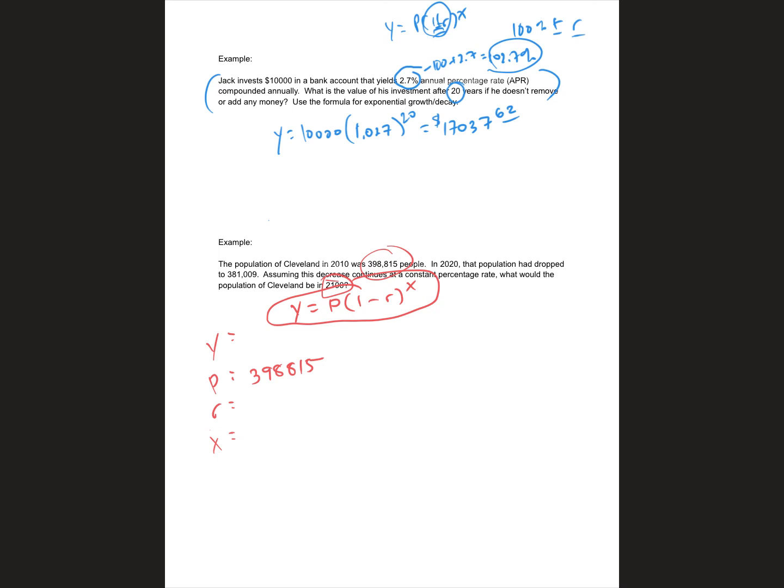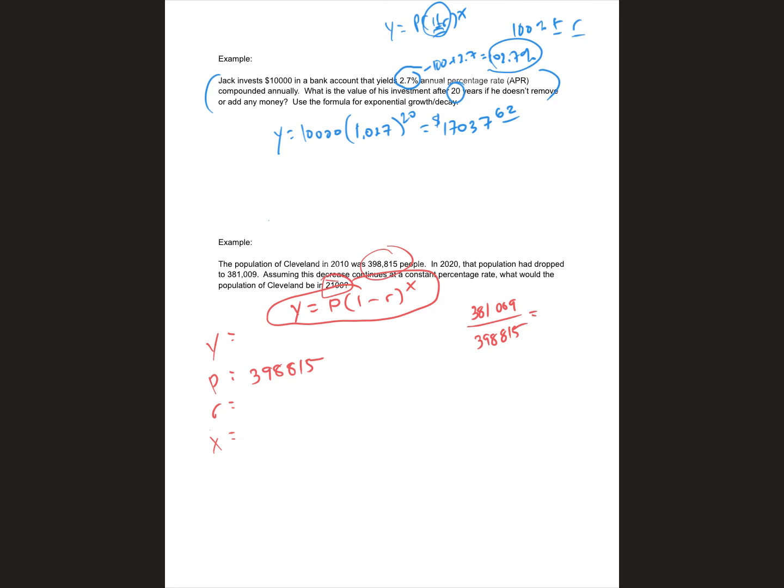All right, so we're missing some information here. We don't know a rate, first of all. However, we do know how much the population declined from 2010 to 2020. So if I were to take the population in 2020 and divide it by the population in 2010, that would give me the percentage of the population that was remaining, right? So it's sort of like taking the 100 and subtracting away the percentage of people that left. It's just a shorter way of doing it.